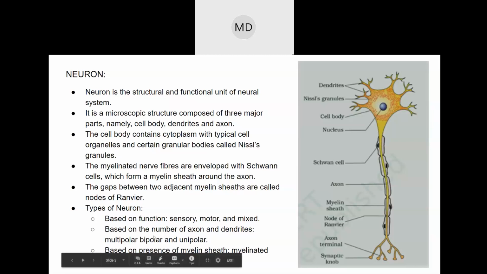Three types of neurons based on the number of axons and dendrites. This is a multipolar neuron. The multipolar neuron will have one axon, but multiple dendrites. One axon and multiple dendrites. Bipolar will have one dendrite and one axon.